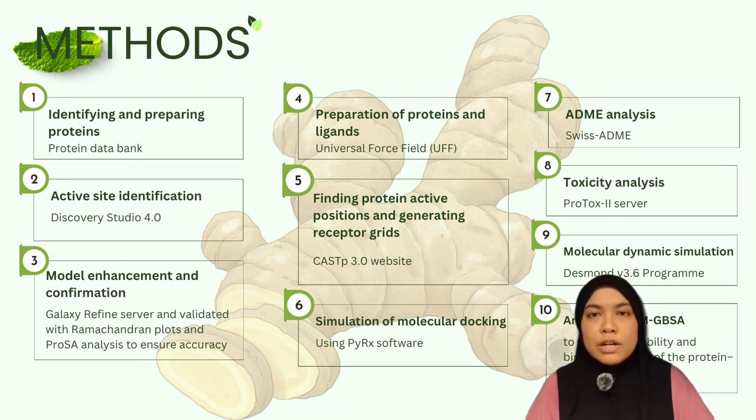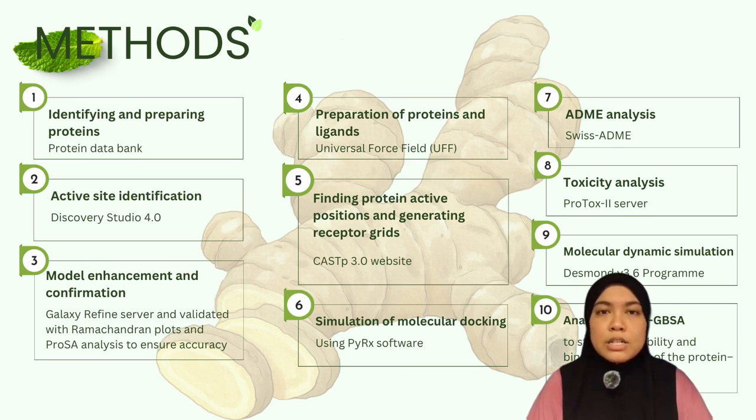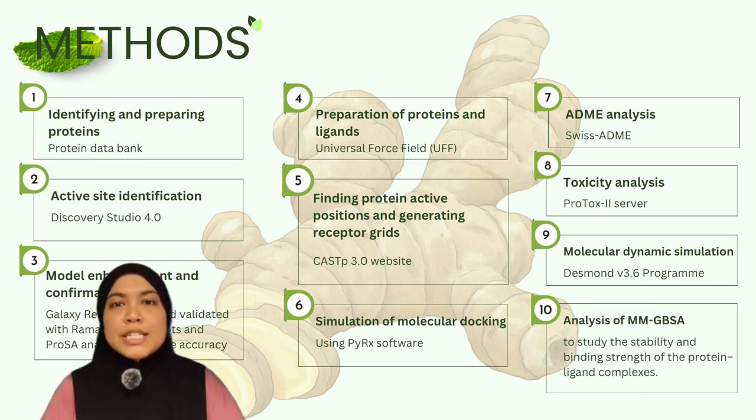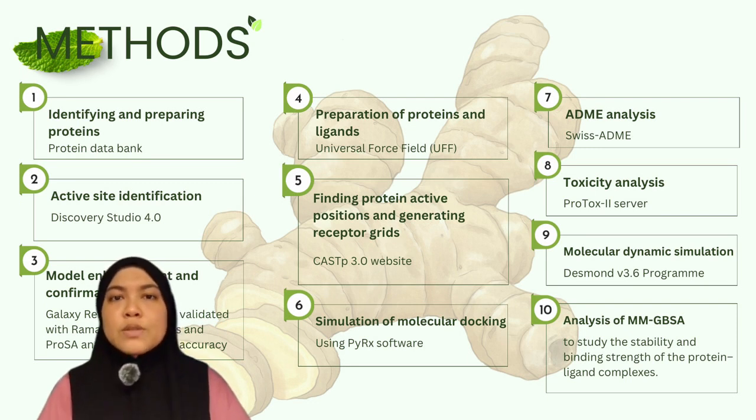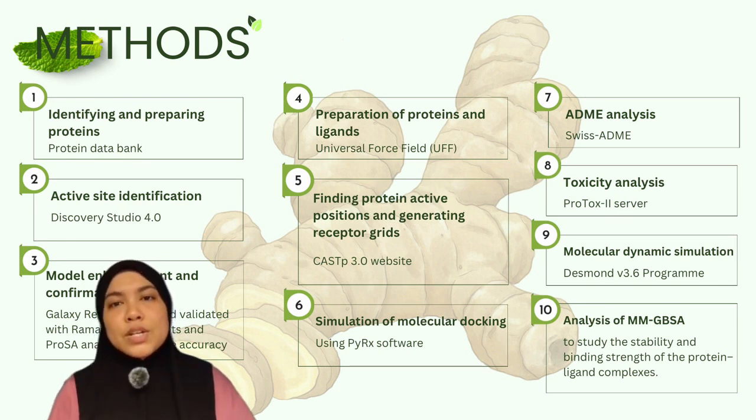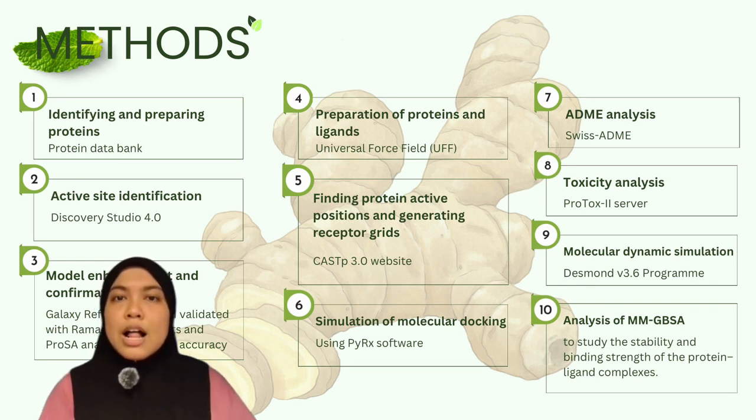A total of 55 bioactive compounds from Azadirachta indica were collected from the IMPPAT database and optimized through energy minimization using the universal force field. The protein's active pockets were predicted using the CASTp 3.0 server, and receptor grids were generated in PyRx. The molecular docking was carried out using AutoDock Vina, while Discovery Studio Visualizer helped analyze the binding interactions between the proteins and ligands.